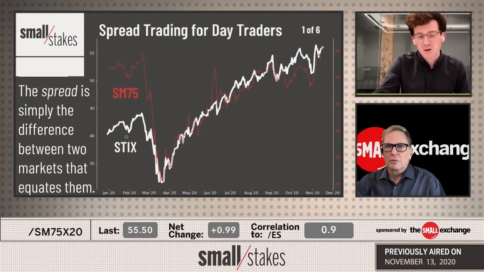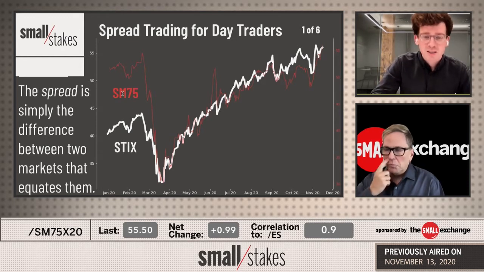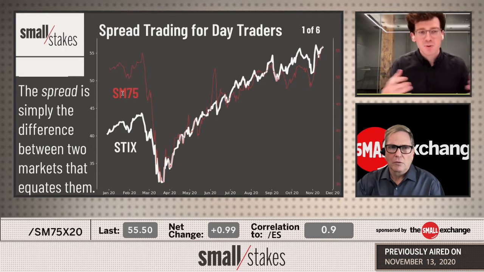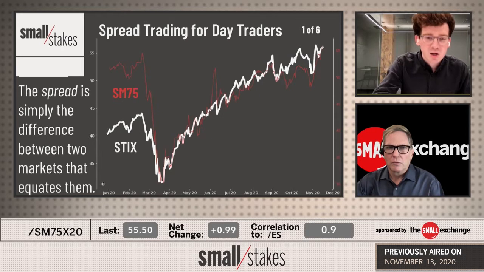Today, for the sake of our conversation and teaching day traders about spread trading, we're looking at STIX and SM75. Those are two small exchange stock products that we'd love for you to check out. They're great and new stock products here, but they're just going to be the two characters in today's story. And you can see at the start of 2020 here, you had a STIX product that was at about $40, and you had an SM75 product that was at about $52, $53.